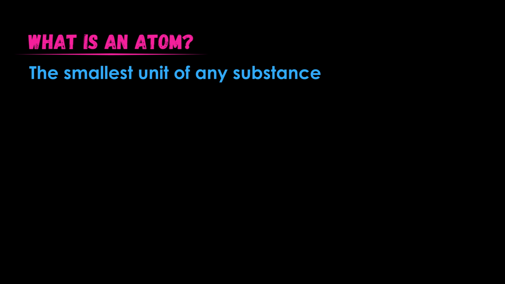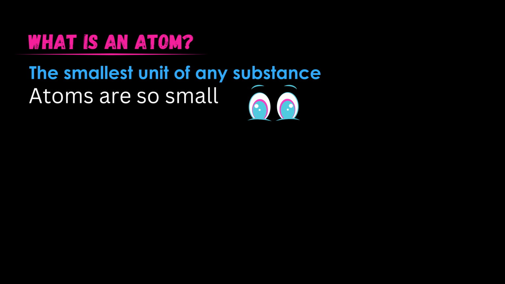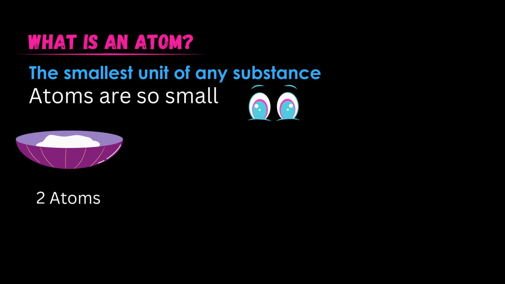Well, the easiest definition of an atom is that the smallest unit of any substance or element is known as an atom. Atoms are so small that they can't be seen with naked eyes. All these things we see around us are made up of atoms. For example, table salt is made up of 2 different atoms, sodium and chlorine. These 2 different atoms, sodium and chlorine, combine to form table salt.